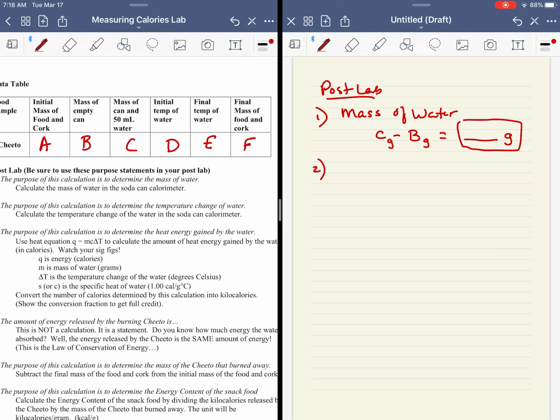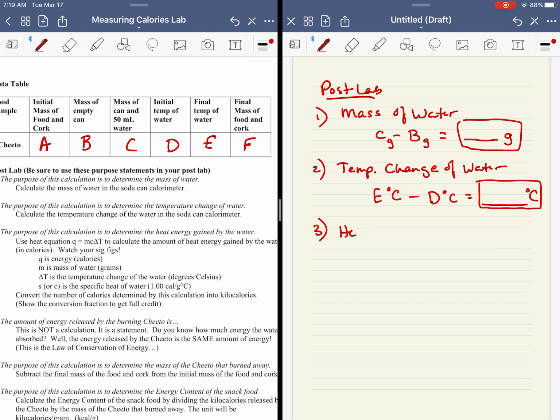All right, question number 2, determining the temperature change of the water. So temperature change of the water will be the final temp, which is E, minus the initial temp, D. Those both should be in degrees Celsius. I'm going to make sure we include the degrees Celsius, minus D in degrees Celsius, and that's going to give us an answer in degrees Celsius. All of those numbers there should be to the nearest tenth, based on what our digital thermometers was able to record.